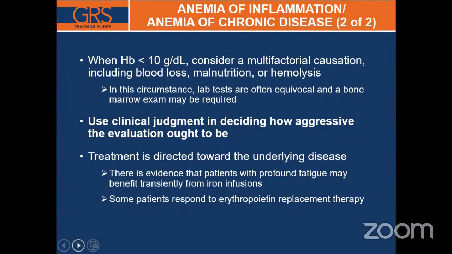In anemia of chronic disease, as we said, the treatment is directed toward the underlying disease because there is actually no problem with the production of the RBCs. So with treatment of the underlying disease, most probably the anemia will resolve. There is evidence that patients with profound fatigue may benefit from a transient iron infusion, and some patients respond to erythropoietin replacement therapy. All of that after treatment of the underlying disease. Next slide.